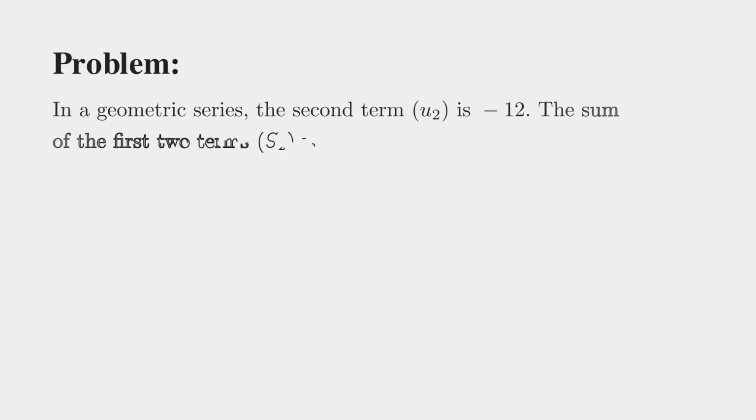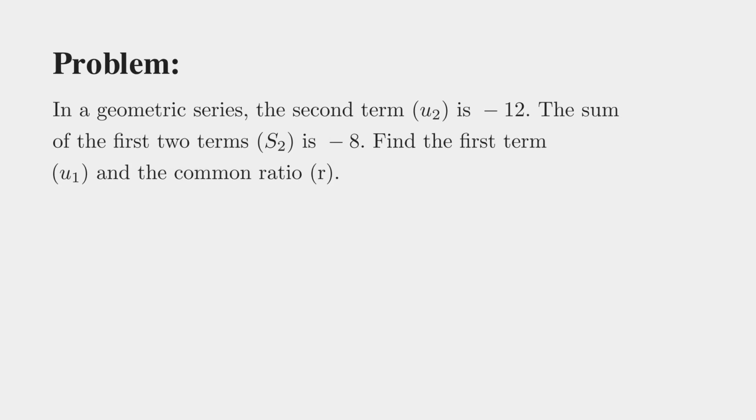Now in example 3, we're working with a geometric series. We're given that the second term is negative 12, and the sum of the first two terms is negative 8. Our goal is to find the first term and the common ratio. Now let's write down our information. We have U2 equal to minus 12 and S2 equal to minus 8.